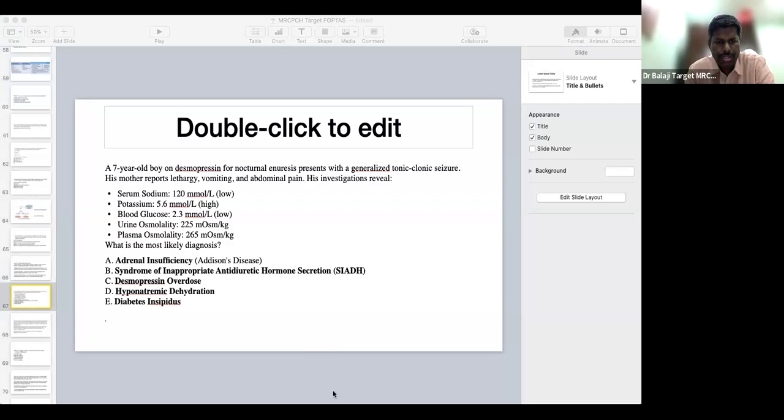Dr. Indra, you can attempt this. A bit tricky. A 7-year-old boy on desmopressin. For nocturnal enuresis, you are giving desmopressin. We know that desmopressin causes hyponatremia and it can cause seizures. Now the child presented with seizures. The child has lethargy, vomiting, and abdominal pain. His investigation revealed: sodium is low, potassium is high, glucose is low. So what is the most likely diagnosis, doctor? Can we say that it is desmopressin overdose?